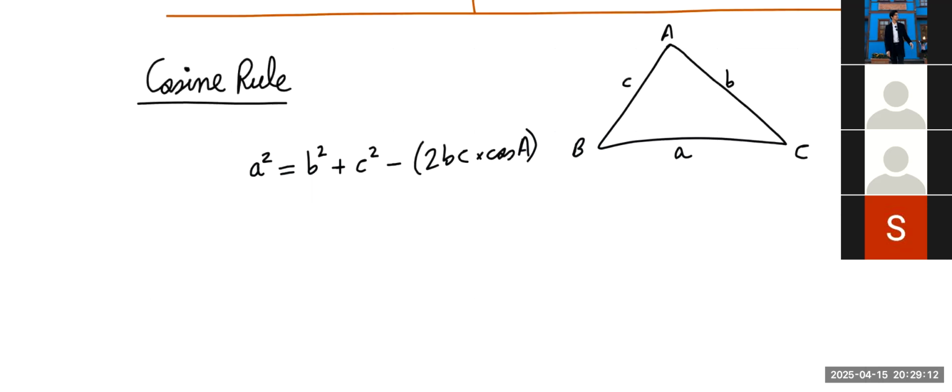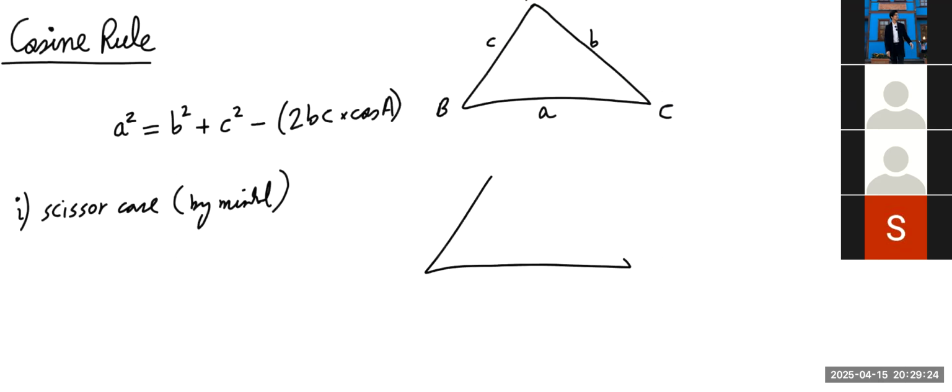Now let's look at the two cases. Okay, case number one is the scissor case. So essentially, if you have a triangle, and for instance, you know that this is 2 and this is 5, and you know the angle between them. So like, I don't know, 30 degrees. See? Scissors. They look like a pair of scissors, I guess.